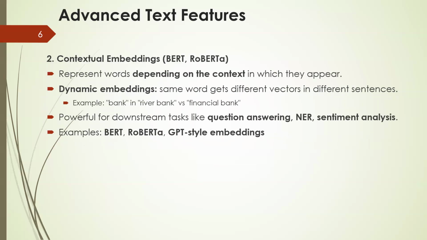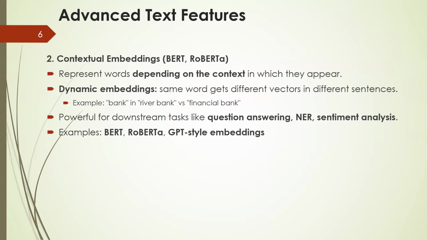The next one is contextual embedding. What is a contextual embedding? It represents the word depending on the context in which it appears. In the first method we saw, the same word has a single similarity even though it has different meanings when used in different places. But here it represents a word depending on the context in which it appears.